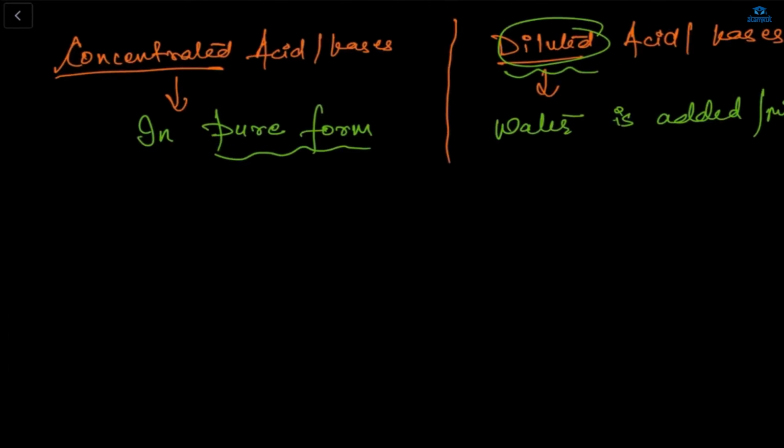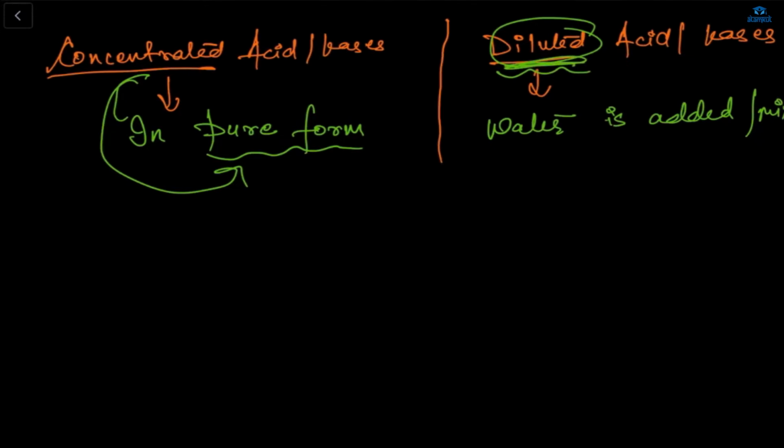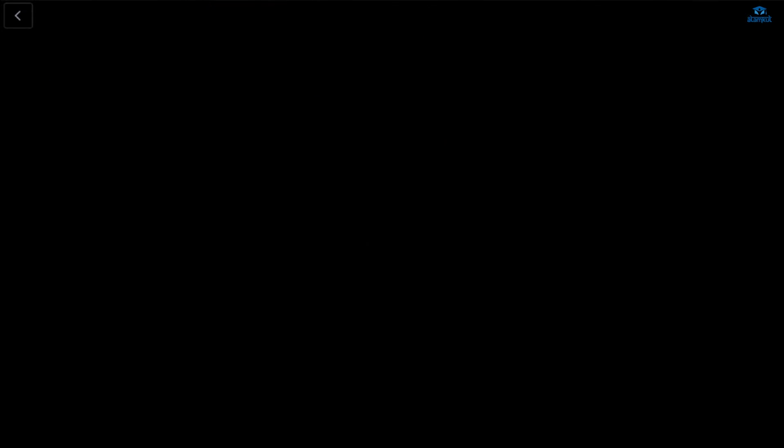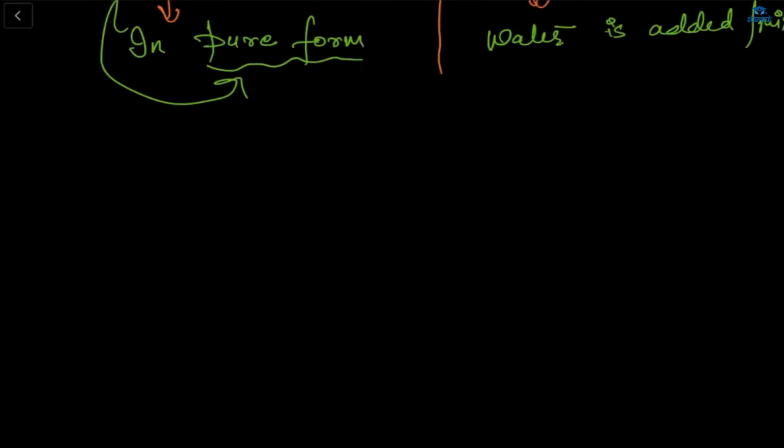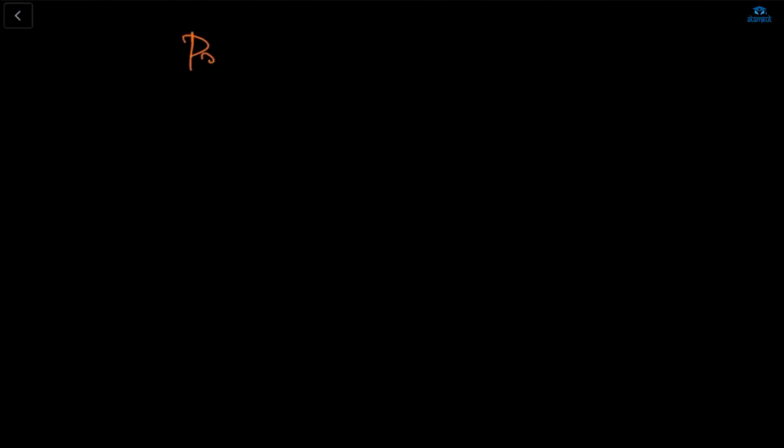So these are the concentrated acids, in the pure forms, and the diluted ones. Dilute itself means like water, so here water is added and mixed. Now let's learn about the process of dilution. What is the process of dilution?